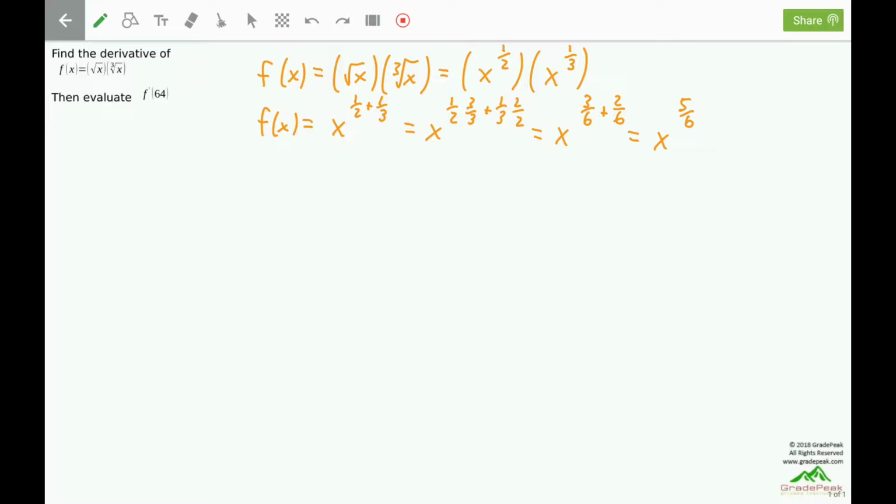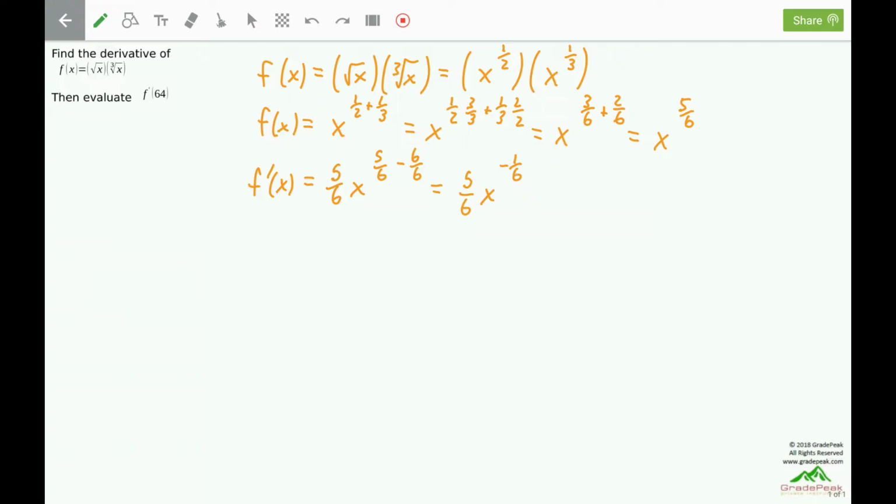Our next step is to take the derivative. F prime of x equals, and it's a power rule, 5/6 times x raised to the 5/6 and then minus 1. Instead of calling it minus 1, I'll call it minus 6 over 6 so that we can combine those fractions together. And we're going to have 5/6 x to the 5 minus 6, which is negative 1 over 6.